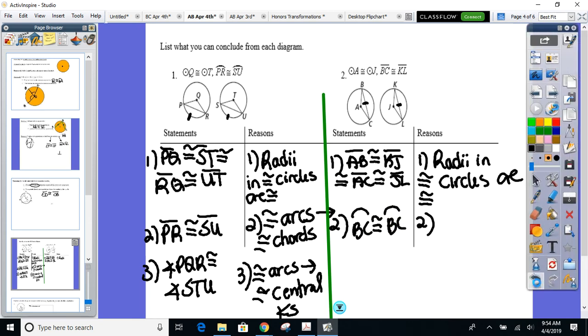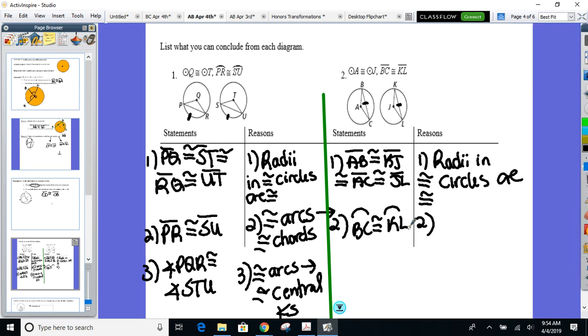Oops, sorry, BC congruent to KL. Got it. Now, this is not the exact same thing I wrote over here. What were you given? Because that's what I'm going to write first. You were given congruent chords, so that's what I'm going to write first. Congruent chords imply, what did Henrik just give me? Congruent arcs.